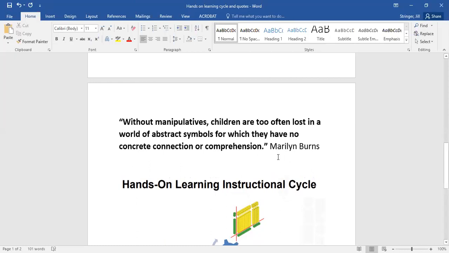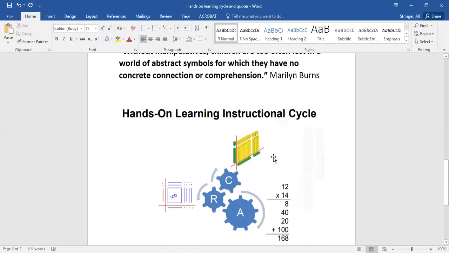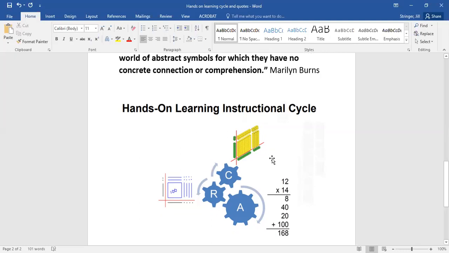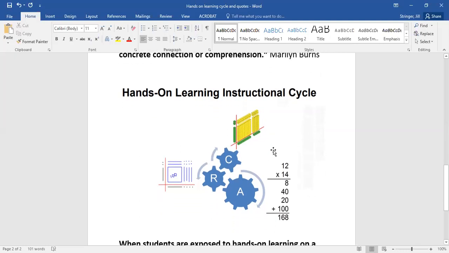All right. And so manipulatives are really important. I use manipulatives at every level. I use them as an elementary teacher, as a high school teacher, and as a college instructor. And so I really believe in this hands-on learning instructional cycle, and I hope that you take to heart what it's saying.